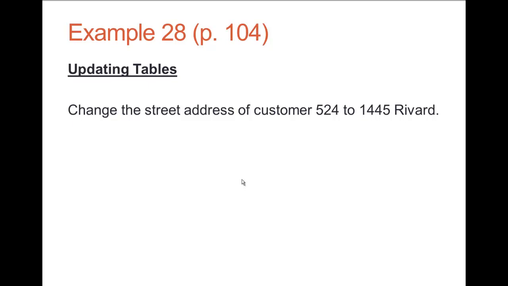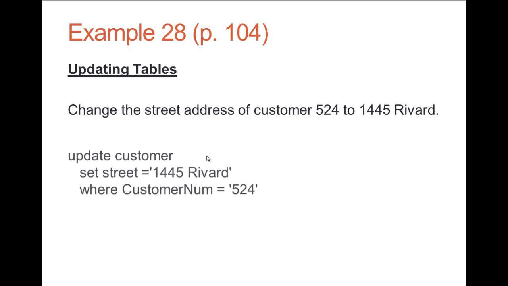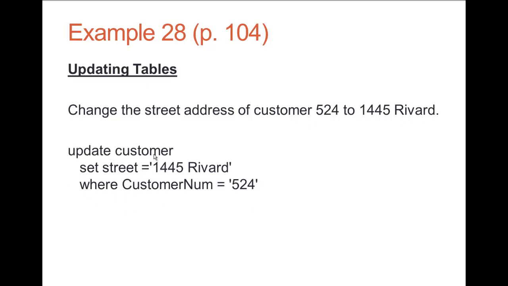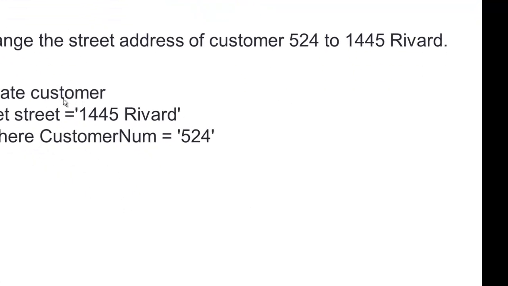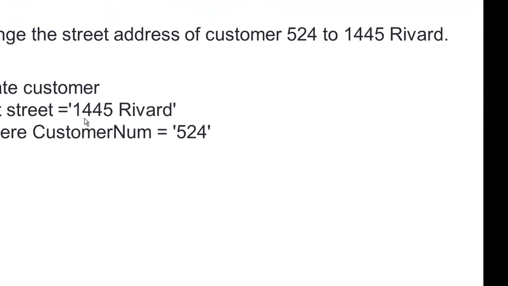Okay, so now we're going to actually do an update query. An update query means we're actually going to change the records in the table so that the data that was there is gone and this new data takes its place. We want to change the street address of customer 524 to 1445 Rivered. So this is update. Customer is the table. Set the street equal to, and there's my address in single quotes, where the customer number equals, and there's my customer number 524 in single quotes.